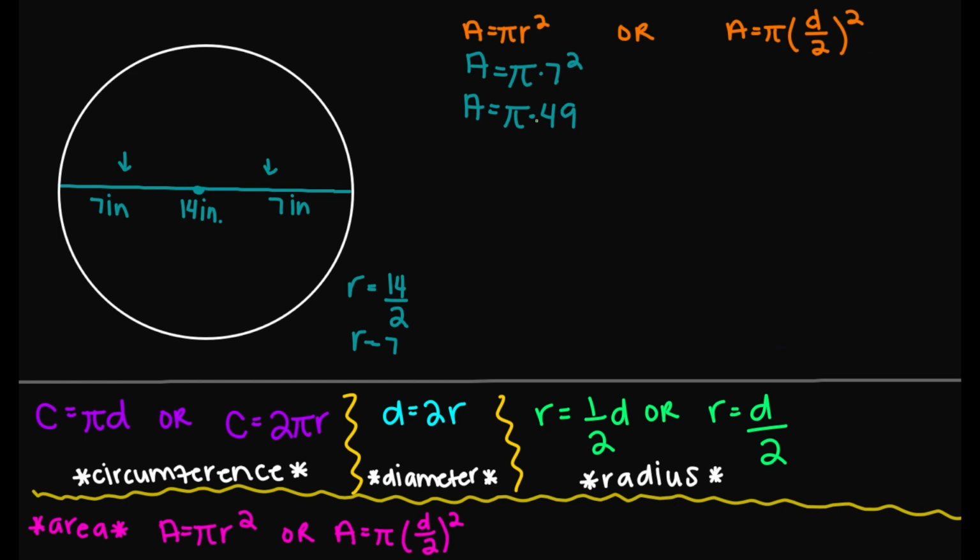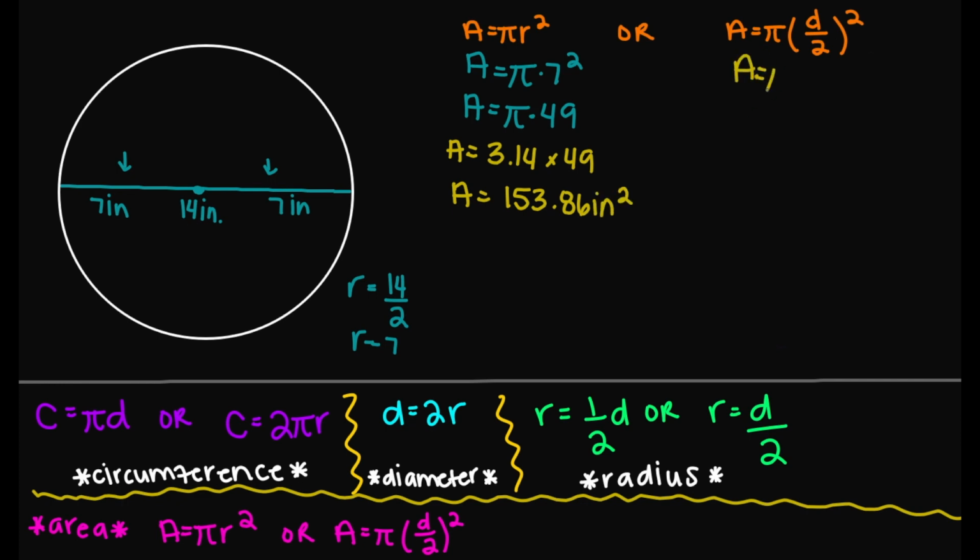And then you have pi times 49. This is going to equal approximately 3.14 times 49. This is going to give you an estimation of 153.86 inches squared. And let's say you use this formula here on the right.